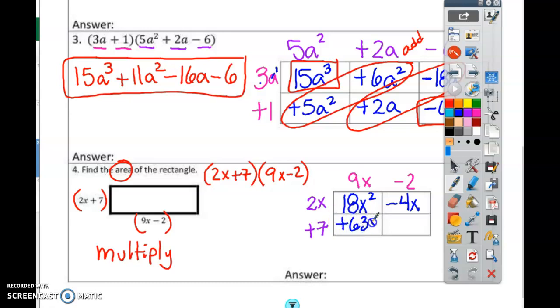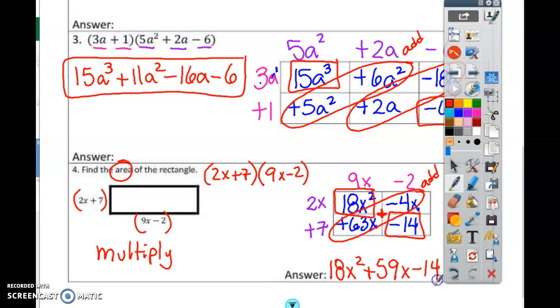Plus 63x. And then 7 times negative 2? Negative 14. Add the diagonals. Add. There's a little plus sign. Look at the box. It has a plus sign right there. You add these two. So what's 63 plus negative 4? 59. So my answer, this goes first, 18x squared plus 59x, because I got that from adding those two, and then minus 14 at the end.